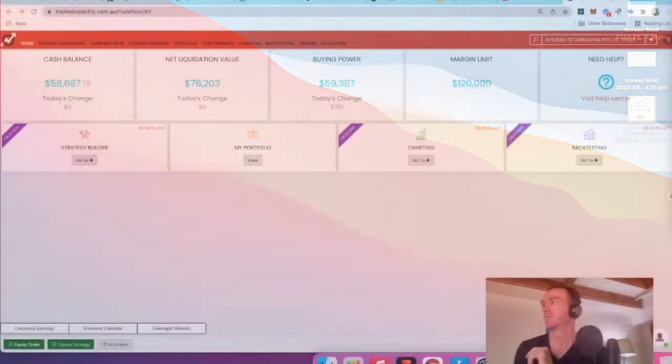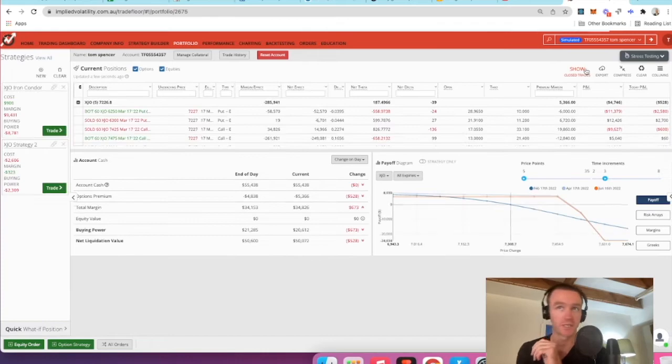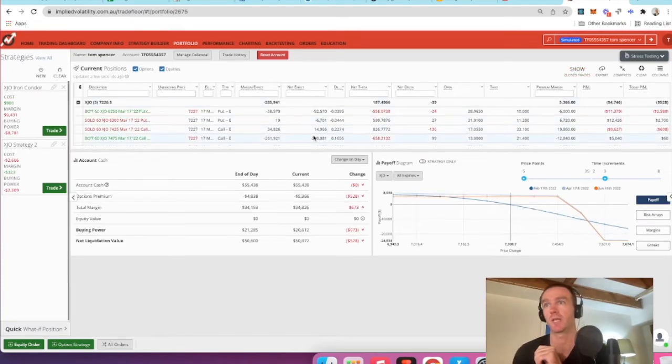Alright guys, this is just part 2 of my daily trade log update. Not a great deal is going on today, but I'll show you that anyway. So here we go, back in the implied volatility platform. This is one of my live accounts. I'll just go to my simulated account so you can see the strategy I'm talking about at the moment.